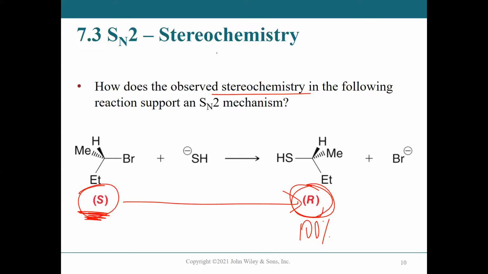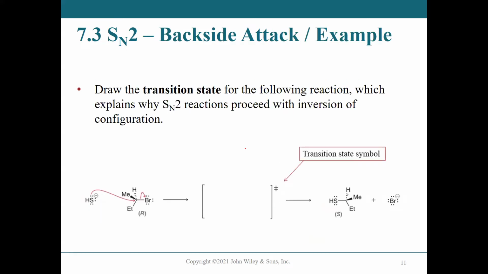Okay, and that is demonstrated here in the next diagram, right? Draw the transition state for the following reaction, which explains why SN2 reactions proceed with inversion of configuration. Yeah, of course. So here I have my compound, which in this case is chiral. The carbon is chiral. I have a methyl, an ethyl, and a hydrogen. So what happens with this carbon? That carbon has the methyl, has the hydrogen, and down is the ethyl.